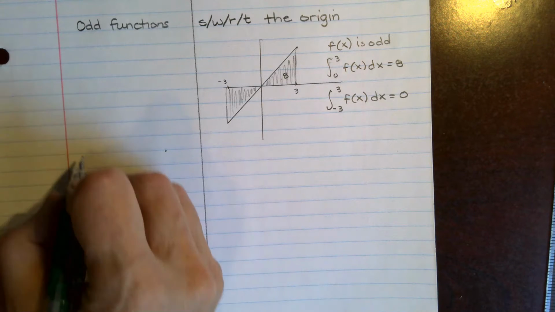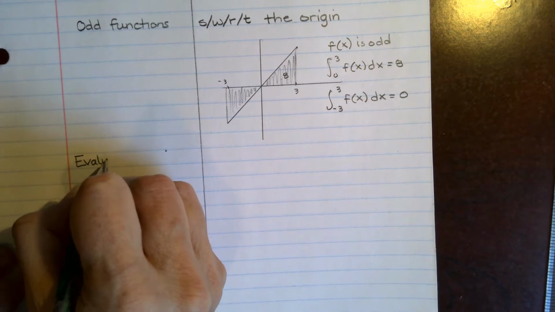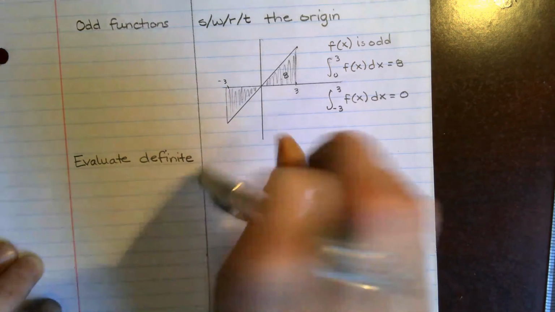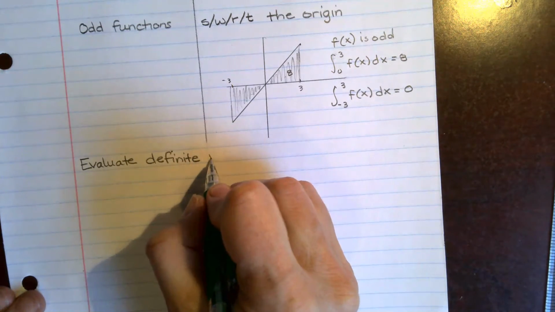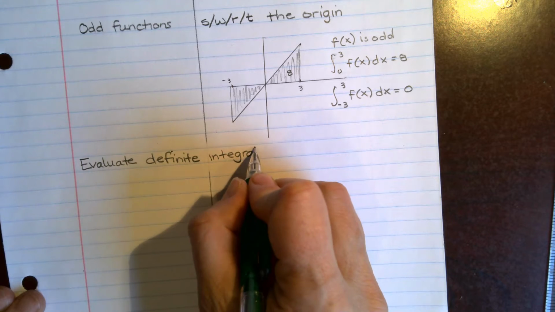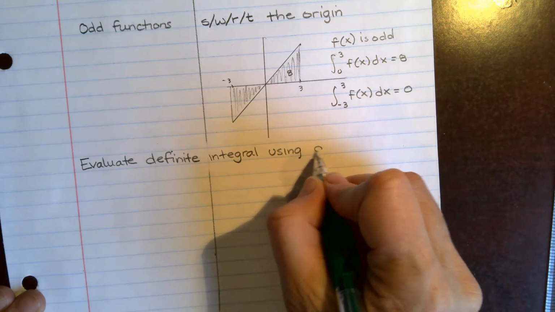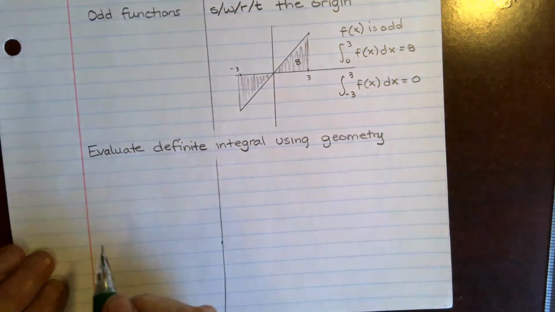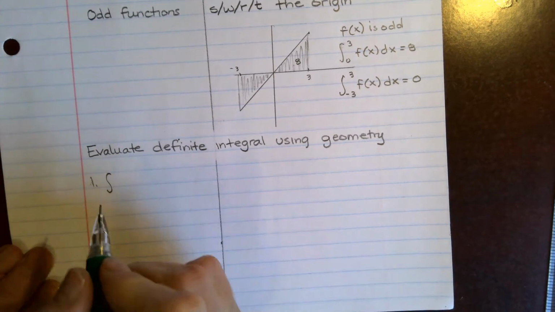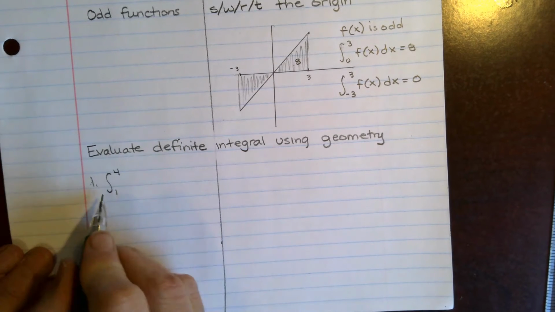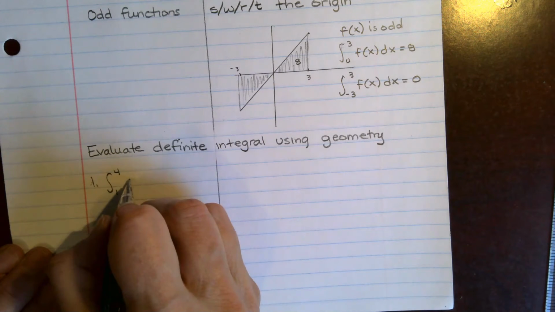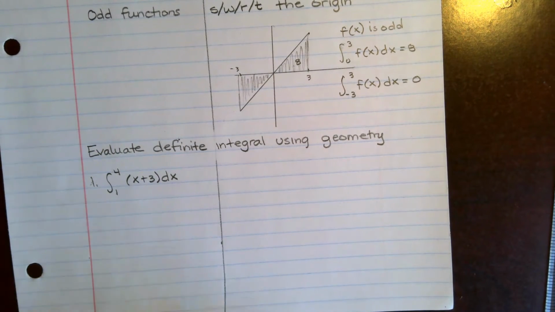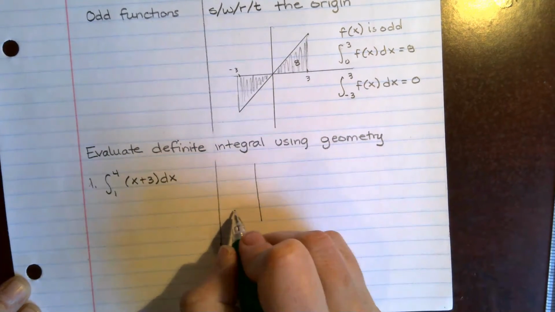Okay, so let's look at how we can evaluate a definite integral using geometry. Now, we've pretty much already been doing that, but this time we're not going to be given the graphs. Okay, so let's say I give you an equation, or I should say an integral. So I'm saying I want you to find the distance under the function from 1 to 4 of x plus 3 dx.